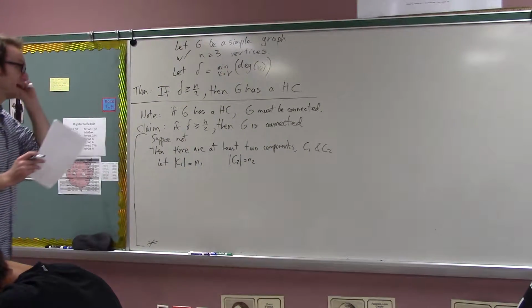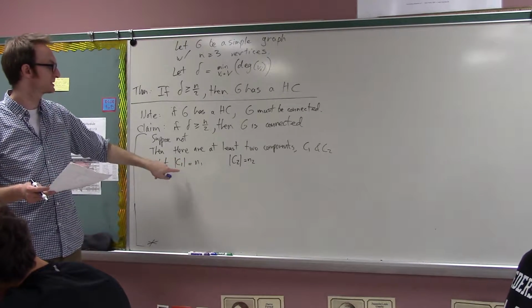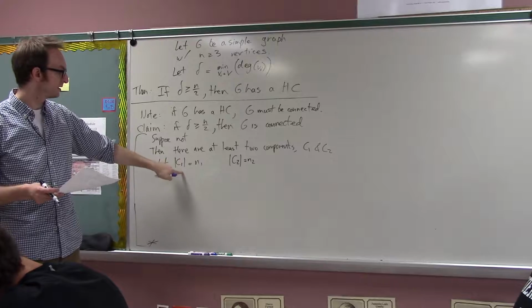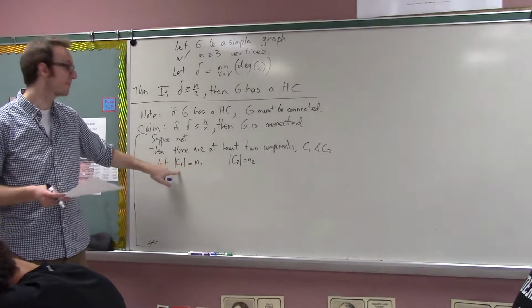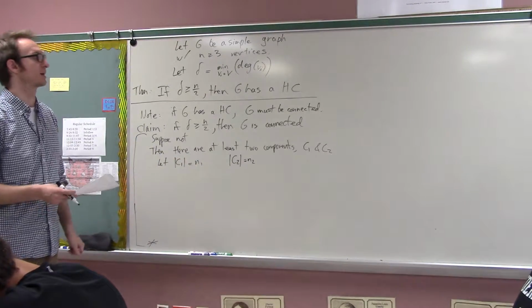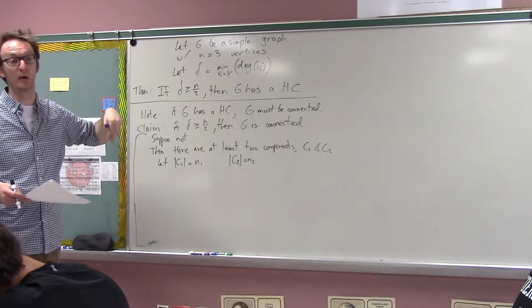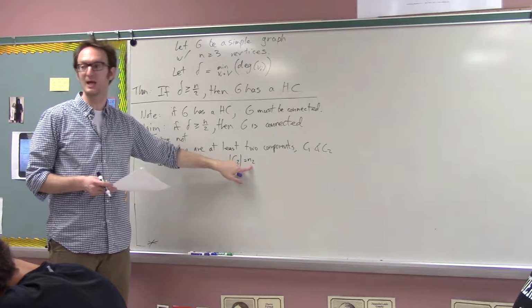Well, if you add up all the vertices, by the size I mean the number of vertices, right? So let N1 be the number of vertices in the first component, let N2 be the number of vertices in the second component. So either there are 2 components or more, right? If there are only 2 components, then when you add up N1 and N2, you're going to get N.